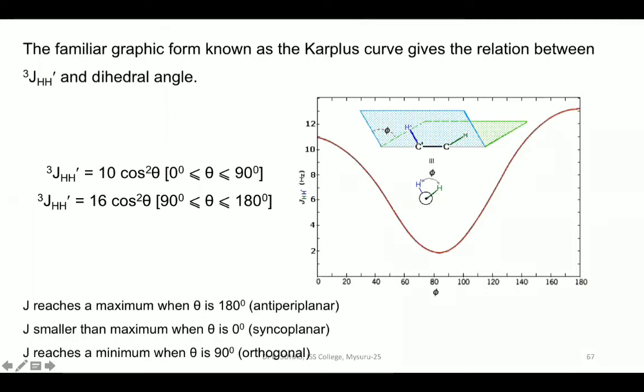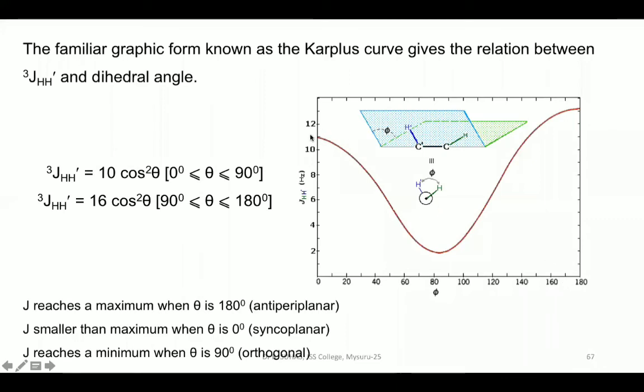In the anti-periplanar structure, there will be more interaction. Here there will be overlap. The best overlap of the orbitals takes place at higher J value. That means more interaction will be there. That's why it is giving higher J value, which takes place whenever there is 180 degree theta.